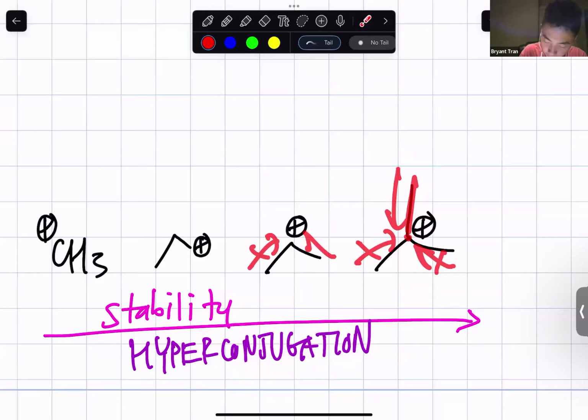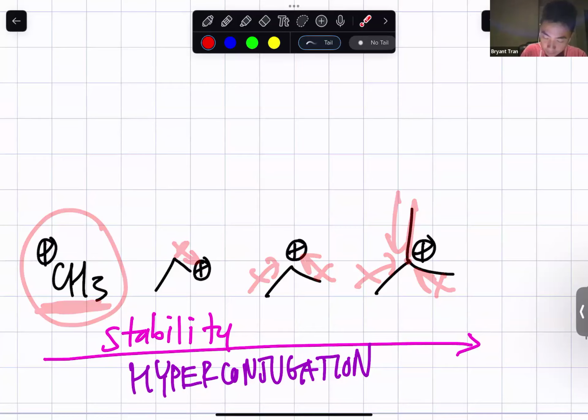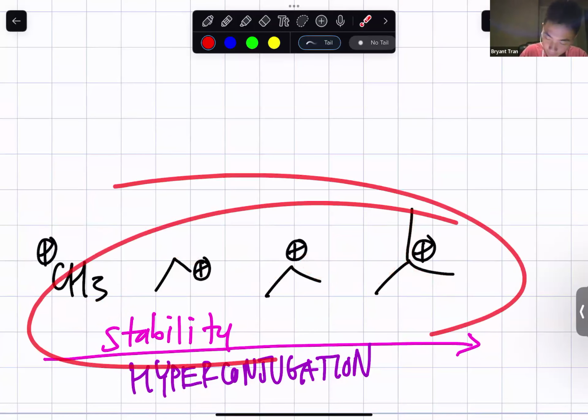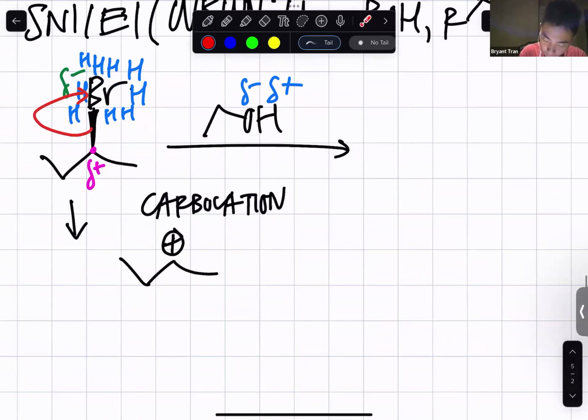The secondary one here has two friends, two R groups donating electrons to it. This primary carbocation only has one friend, one R group donating electrons to it. This methyl carbocation here has no friends, right? No R groups donating electrons to it, so it's the least stable. Okay, so keep this carbocation stability in mind. Here we see that we have a secondary carbocation because this carbon here is attached to two other carbons.